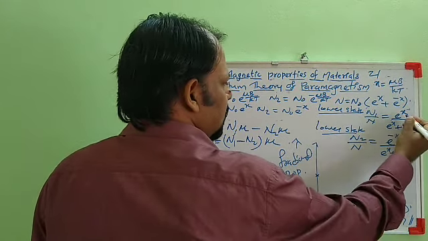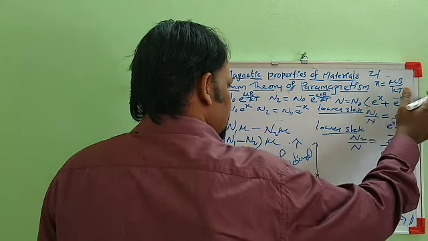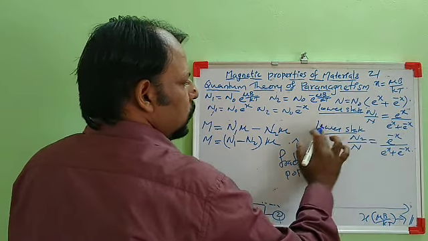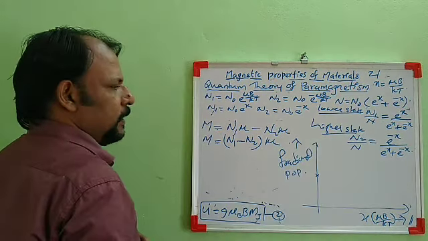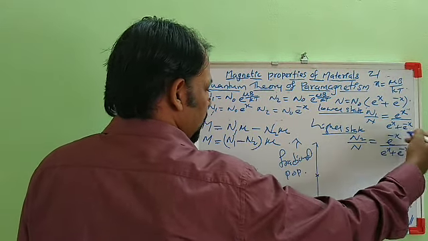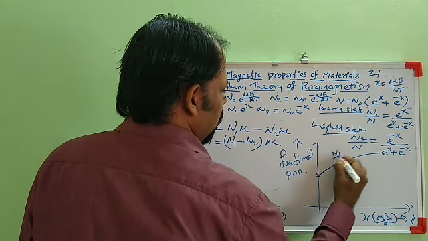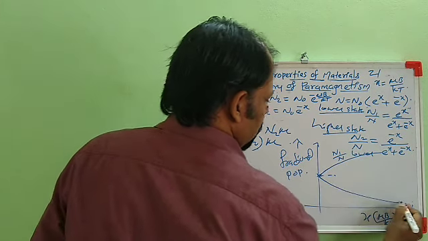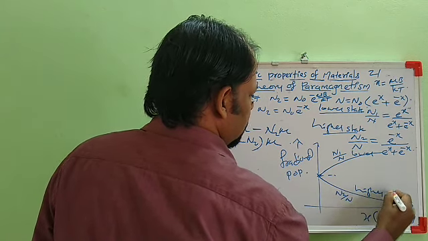As X increases, the population of the lower state, N1 by N, increases with X. This is e raised to minus X. This is not for the lower state, this is for the higher state, N2 by N. So for the higher state, as X increases, N2 by N decreases. So for the lower state, the population variation is like this. This is N1 by N for the lower state, and this is N2 by N for the higher state.